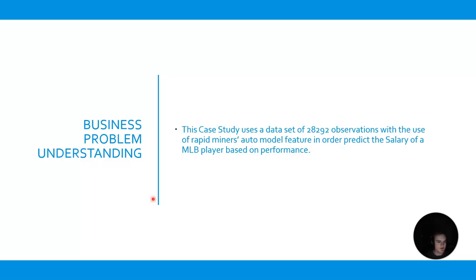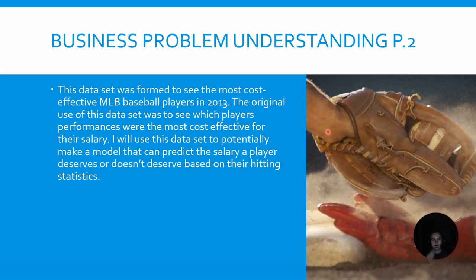So, a little business problem understanding. This case study uses 28,000 observations with the use of RapidMiner's Auto Model tool to hopefully predict a player's salary based upon their hitting statistics. So let's further go into business problem understanding, part two.